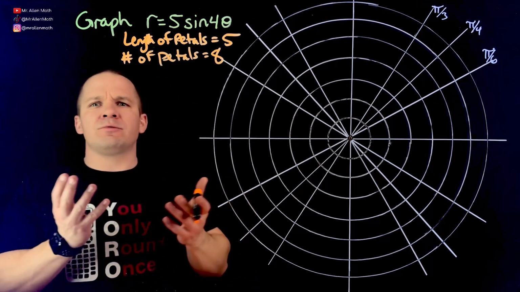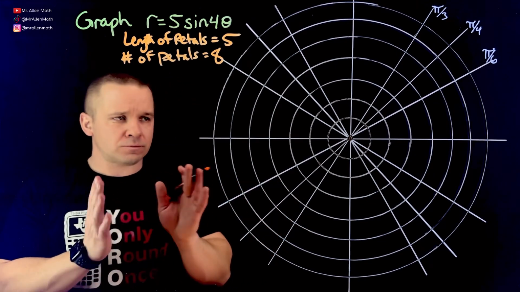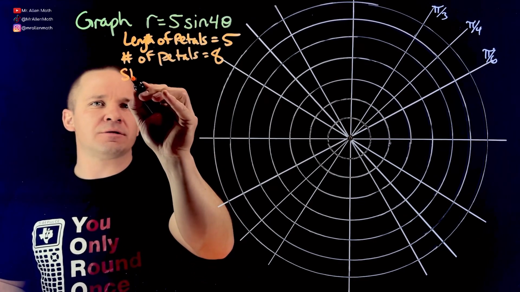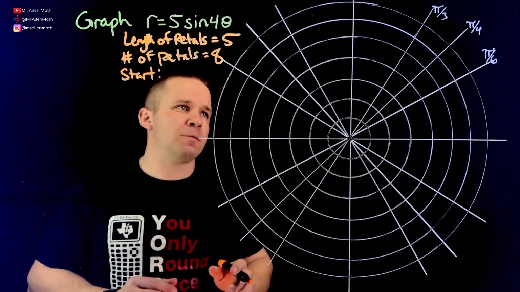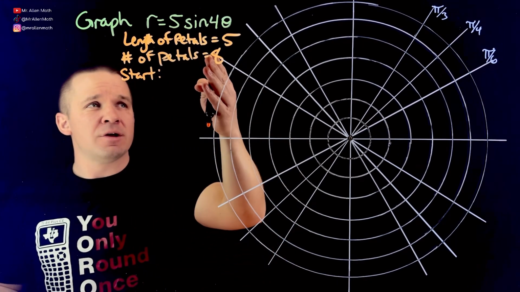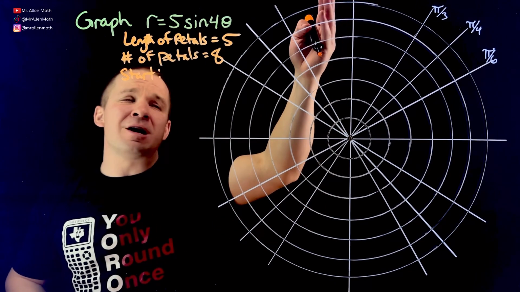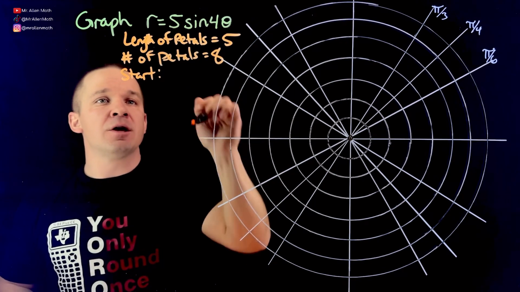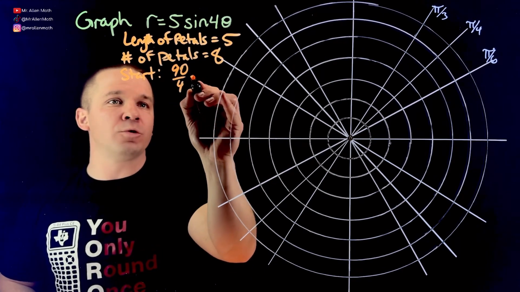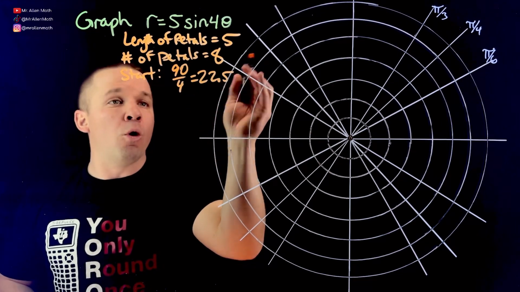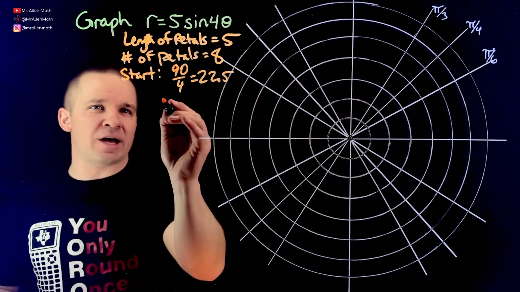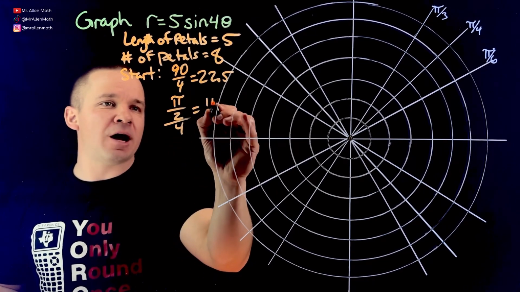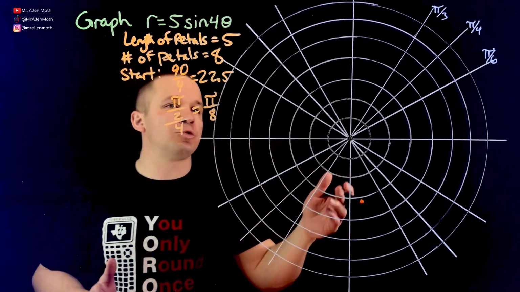What else do we need here? How about starting, right? Where do we start? And then also we'll need spacing. The start here occurs based on it being a sine function. So we have pi over 2 as our starter, 90. And we're going to take this number and divide it into that. So I'm going to do either 90 divided by 4, which is 22.5, or if you're in radians, pi over 2 divided by 4, that's going to be pi over 8. So we're starting at pi over 8 or 22.5.